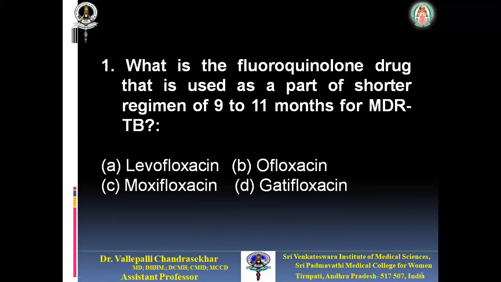What is the fluoroquinolone drug that is used as a part of the shorter regimen of 9 to 11 months for multi-drug resistant TB? A. Levofloxacin, B. Ofloxacin, C. Moxifloxacin, D. Gatifloxacin. You can unmute and tell the option. B, ofloxacin. Any other options? Okay, some are picking ofloxacin, some levofloxacin. We will see at the last which is the fluoroquinolone drug, right?